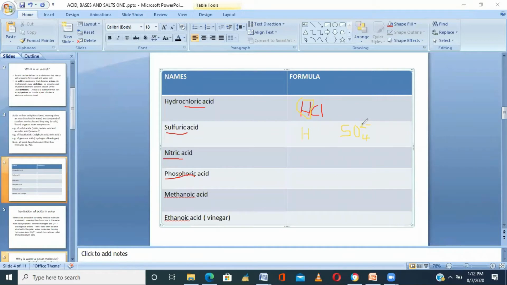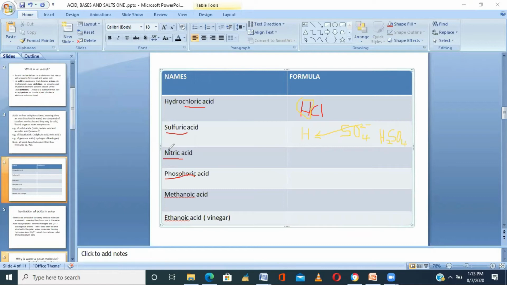So when we write this formula, this is going to cross over here, following the rule, and we're going to end up with H2SO4, right? So the formula did not appear by magic. That's how it came about.